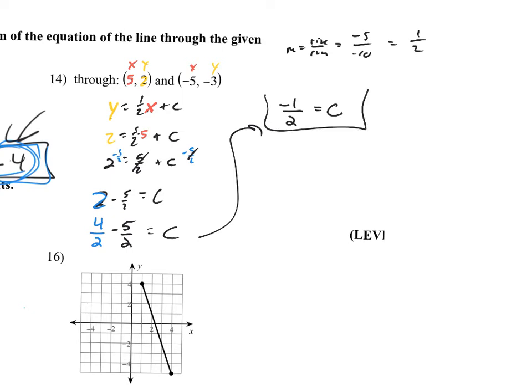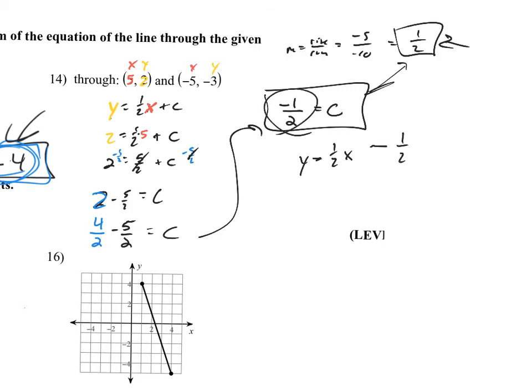So now I have slope and I have intercept. Actually, that was vice versa. So you can say y equals 1/2 x plus c, which is -1/2. Whew, done. All right.